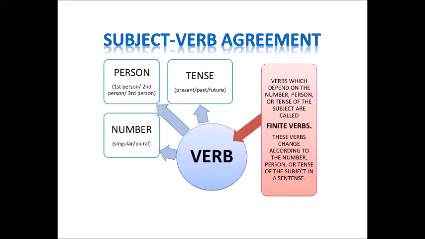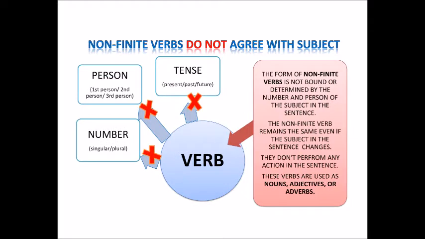Verbs which depend on the number, person, or tense of the subject are called finite verbs. These verbs change according to the number, person, or tense of the subject in a sentence. Non-finite verbs do not agree with the subject. The form of non-finite verbs is not bound or determined by the number, person, or tense of the subject in a sentence. The non-finite verbs remain the same even if the subject in the sentence changes.